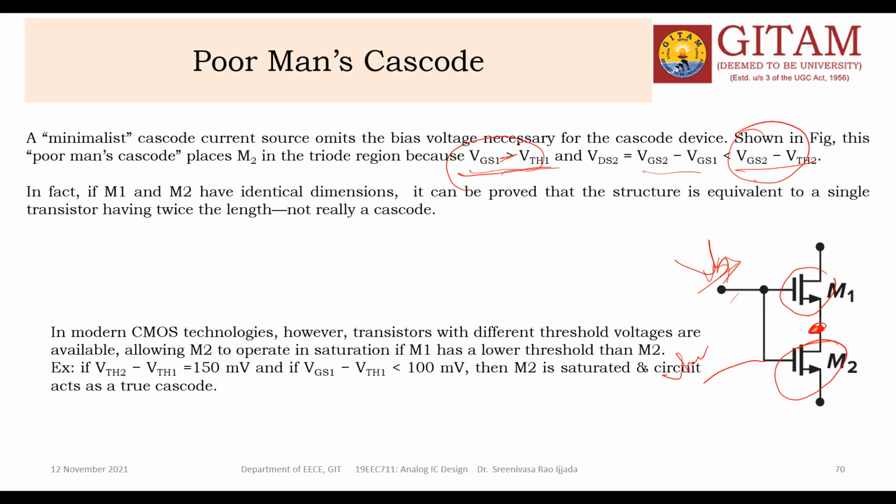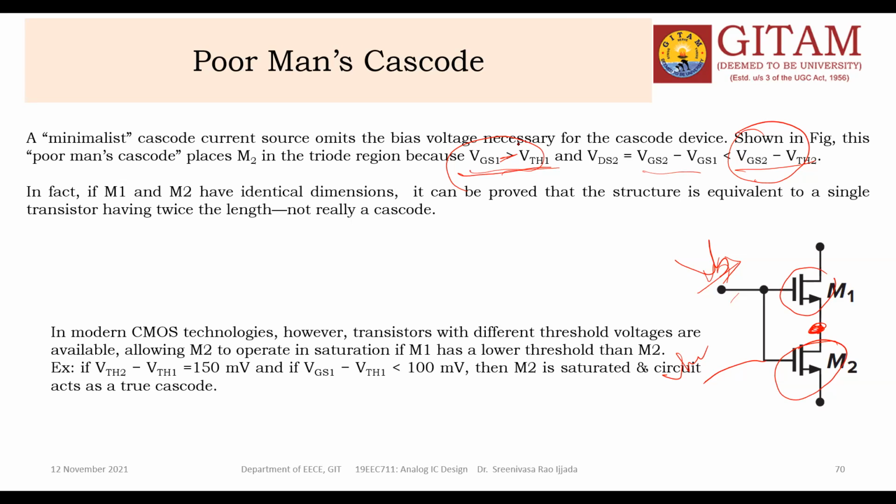For example, in the library of SCL 180 nanometer technology, we have an NMOS transistor with this amount of threshold voltage and a PMOS transistor with this threshold voltage. Earlier, for a technology, the threshold voltage was fixed, but now they keep more transistors with different threshold voltages. What is the advantage?